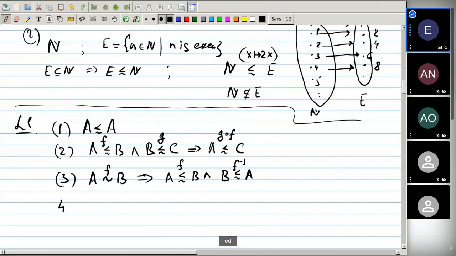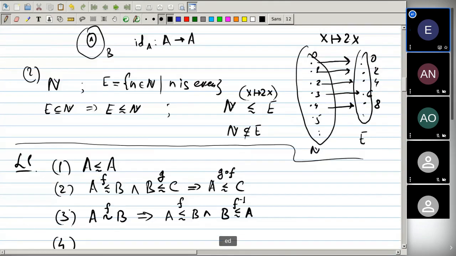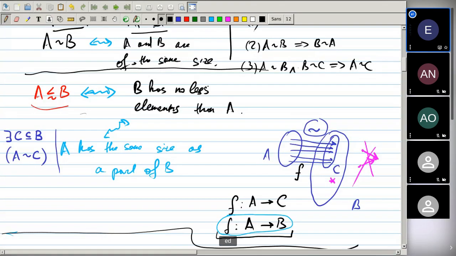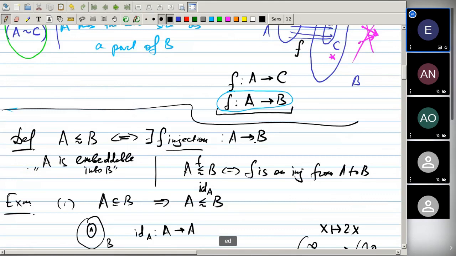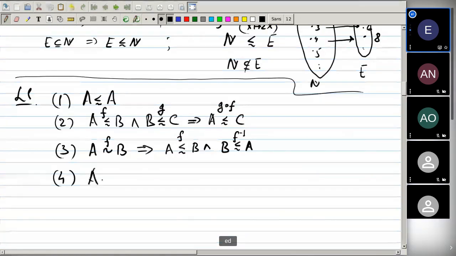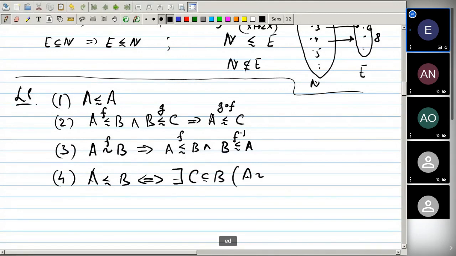And the fourth claim of this lemma is that this definition in fact is equivalent to our original intention to say that A is equivalent to some part, some subset of B. We say that A is embeddable into B if and only if there exists some C, which is a subset of B, such that A is equivalent to C. That's it. Okay.